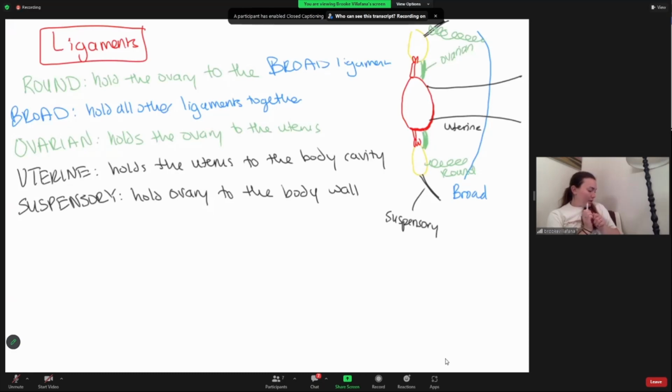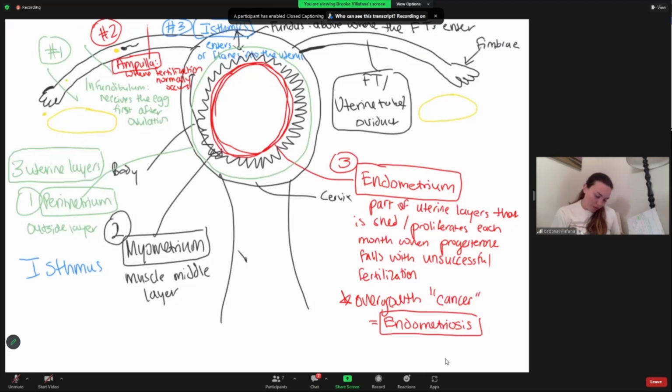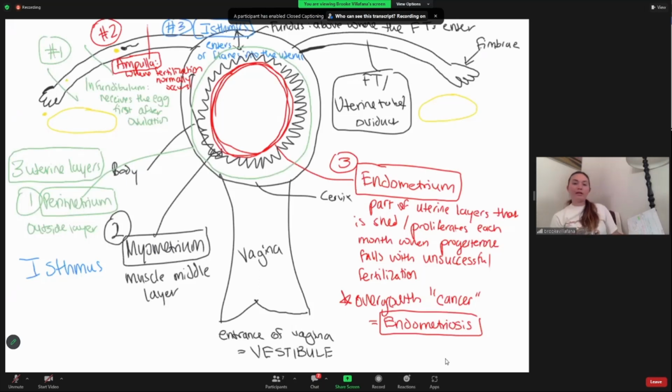Okay, so now we're going to go through some things that can go wrong in the female. And then I'm going to go back to this picture though because I have one little thing here. So we know that this would be the vagina. The entrance of the vagina is called the vestibule. So the vestibule you could put on the external female anatomy because technically it's visible from the outside. And then we have the hymen.